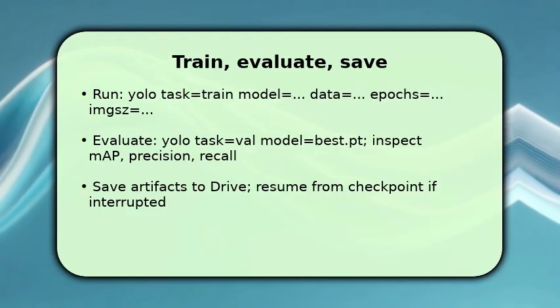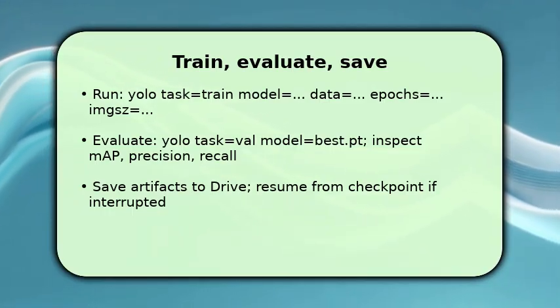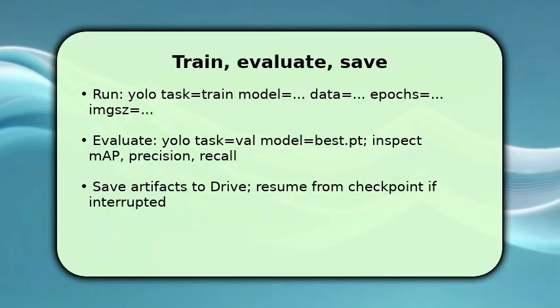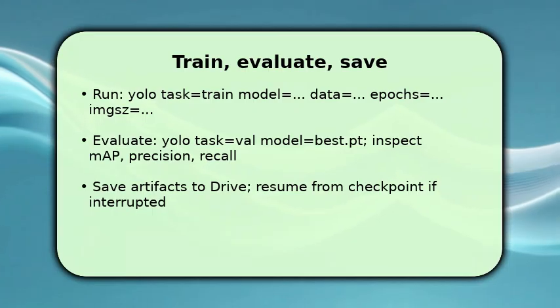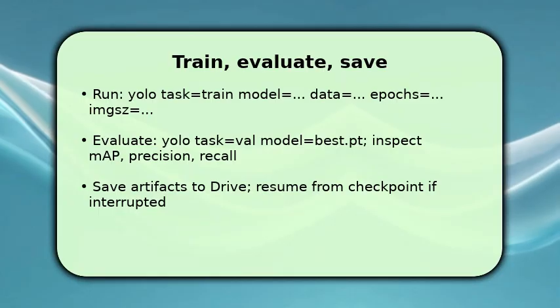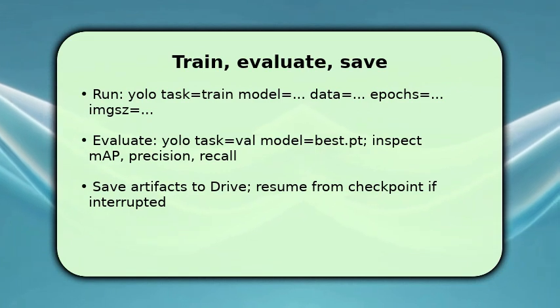Once training finishes, run validation using the best checkpoint to get mAP, precision, and recall metrics so you know how well it generalizes. Save the best.pt and logs back to drive. If something goes wrong, like CUDA out of memory, reduce IMGSZ or batch size. That single tweak resolves most interruptions and lets you continue from the last checkpoint.